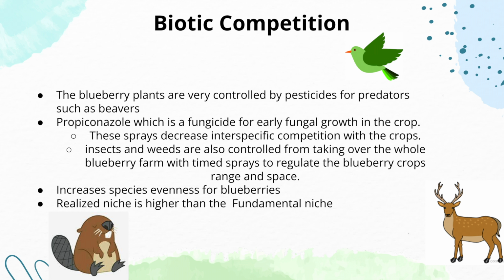The blueberry plants are very controlled by not only using pesticides for predators such as beavers and deer, but also propiconazole, which is a fungicide for early fungal growth in the crop. These sprays decrease interspecific competition with the crops. However, the most prone predator are birds, since they have larger range and mobility to take the blueberries and fly away. Furthermore, insects and weeds are also controlled from taking over the whole blueberry farm with timed sprays, which regulate the blueberry crop's range and space.